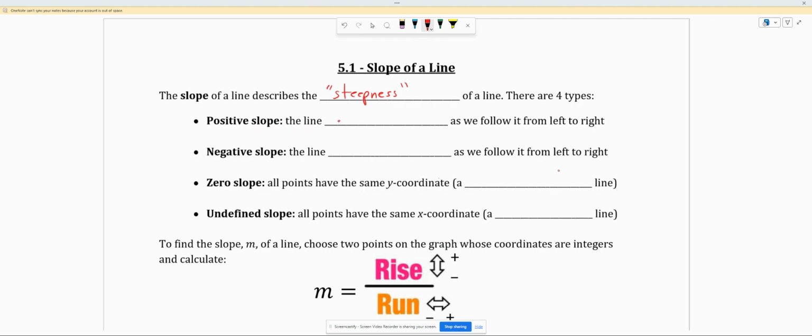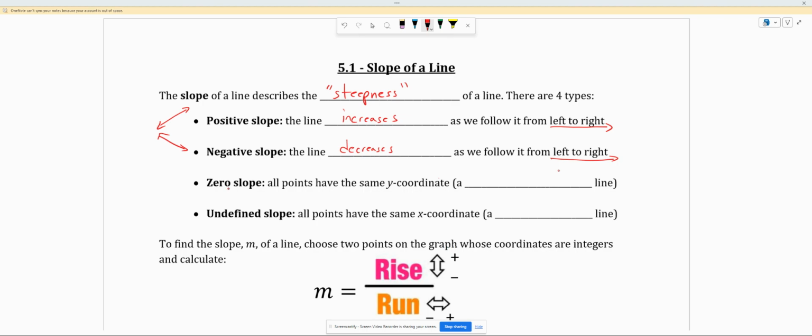A positive slope is one that increases as we follow it always from left to right. Negative slope is the opposite. It decreases when we follow it from left to right. So still going left to right, but it goes down. So the line for a positive slope is going to be going up like so as we go from left to right. Negative slope is going to be going down.